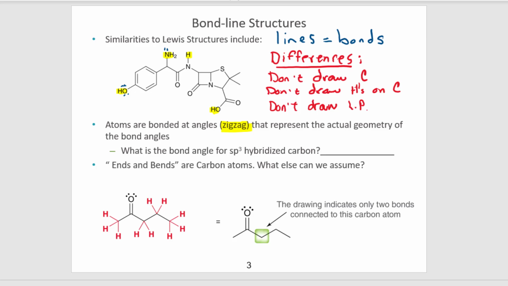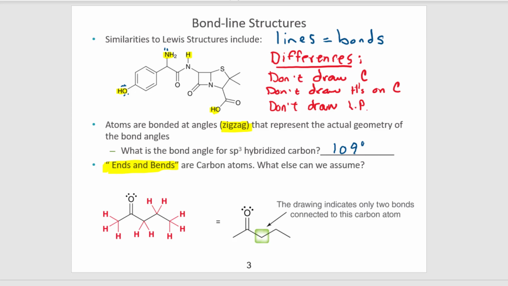So remember that the angle for an sp3 hybridized carbon is about 109 degrees. And when you do these zigzags to represent carbons, you're actually drawing a very close relationship to that 109 degrees. I'll show you a little bit more about that later. So how do we not draw carbons and hydrogens but know that they're there? Well, we use the ends and bends system, and this works most of the time. I'll show you the exception in the next slide.